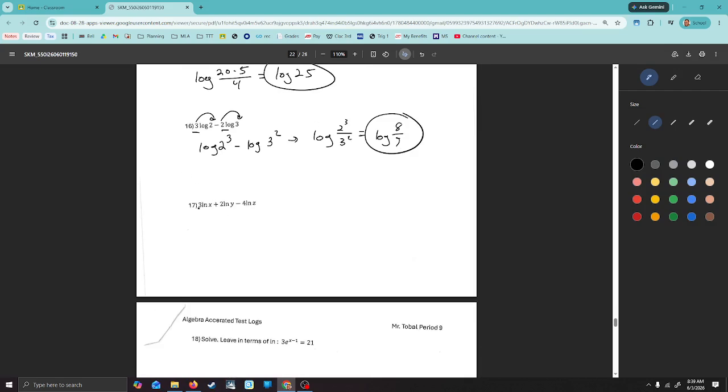Over here, these numbers should go to the exponents. Plus means multiplication, subtraction means division. So it's going to be ln of x to the third, y to the second, over z to the 4.